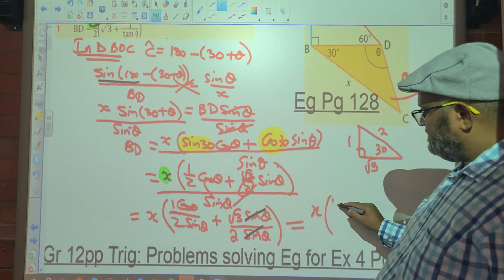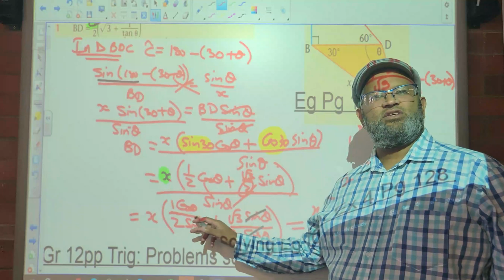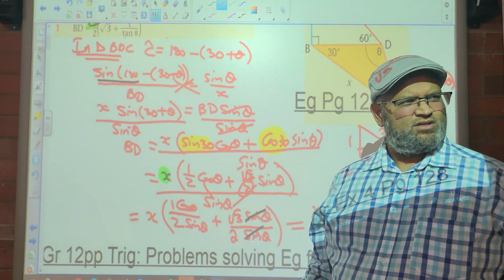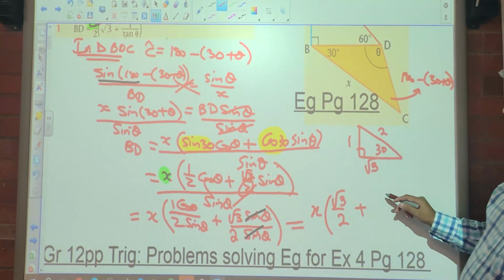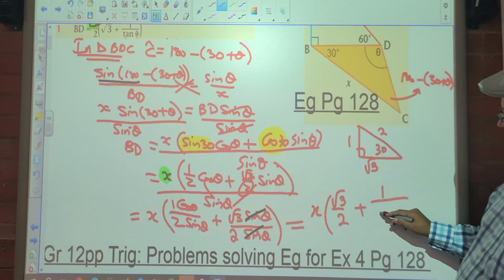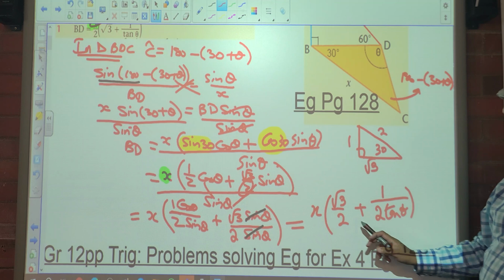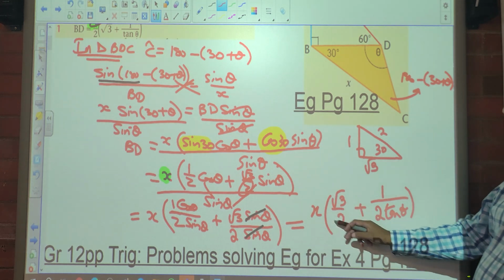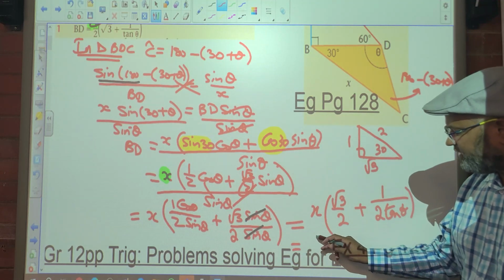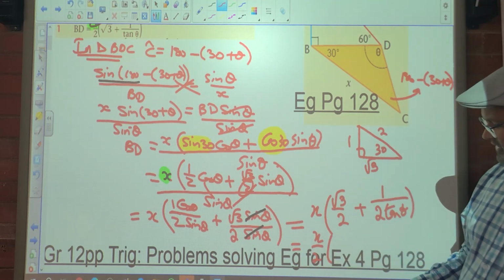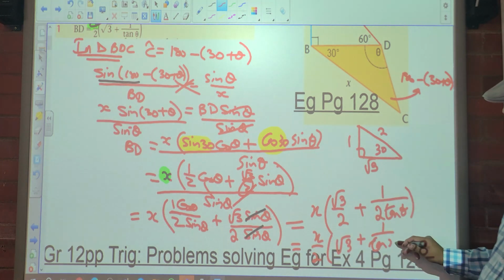X into root 3 over 2 plus, what is cos over sine? 1 over tan. So that's going to be 1 over, the 2 is at the bottom, 2 tan theta. So hang on, what do you notice here? Half is a common factor here. So this is going to be a half x, or x over 2 into the square root of 3 plus 1 over tan theta of x.